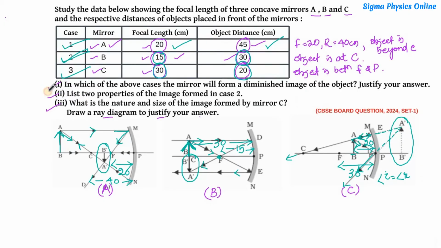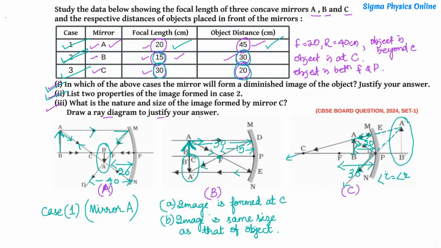Now let's solve the questions. First question says, in which of the above cases the mirror will form a diminished image of the object? Justify your answer. So mirror A will form a diminished image of the object placed beyond the center of curvature. Now list any two properties of the image formed in case 2. So now the object and the image lie at the same point. So the image characteristics are, the image is formed at C and the image is of same size as that of the object. So these are the two characteristics of the image formed in case 2.